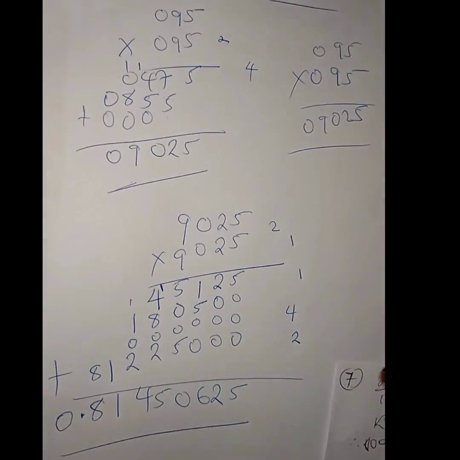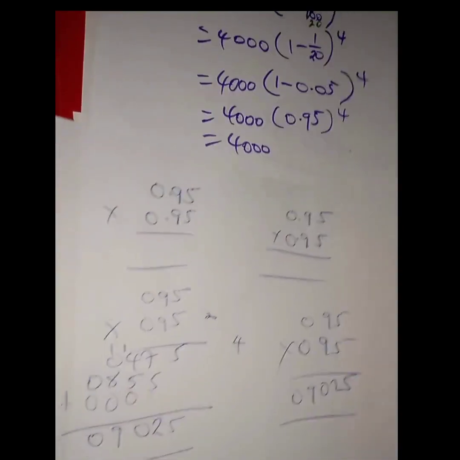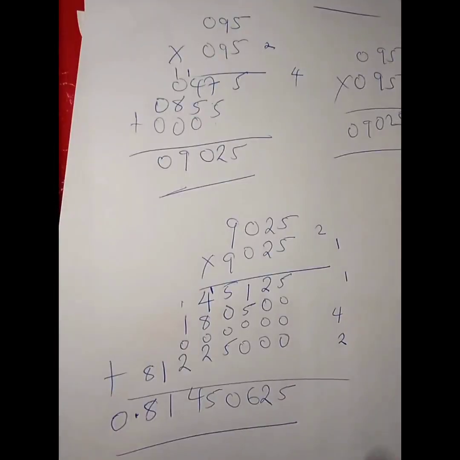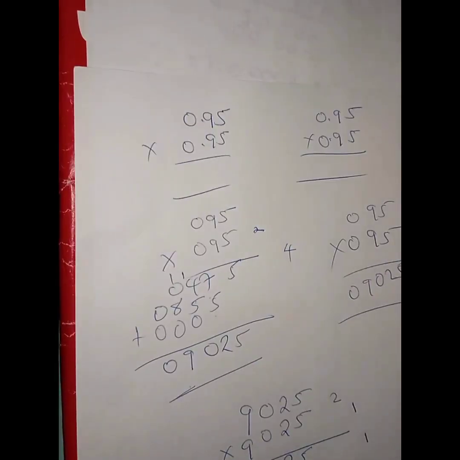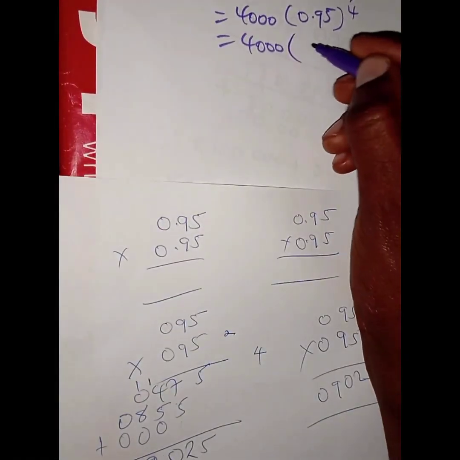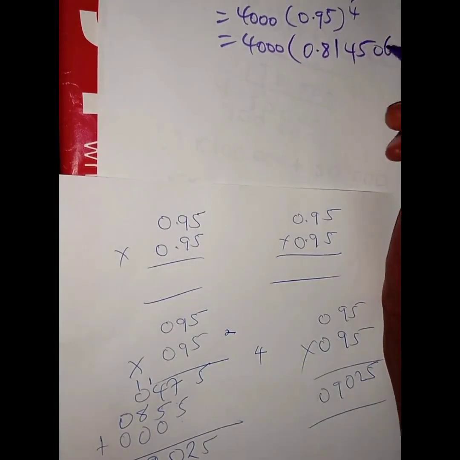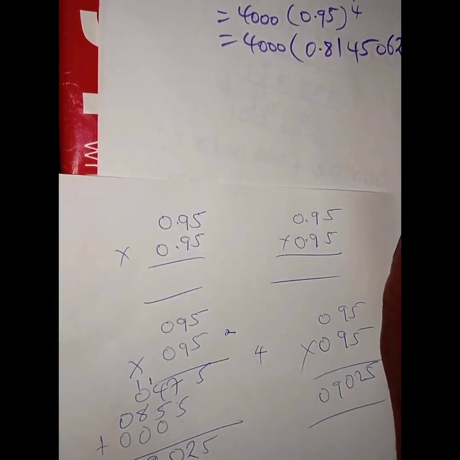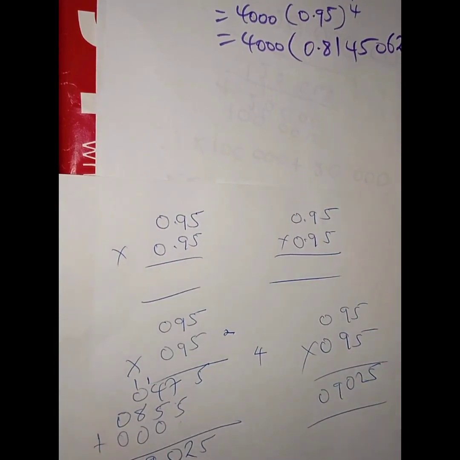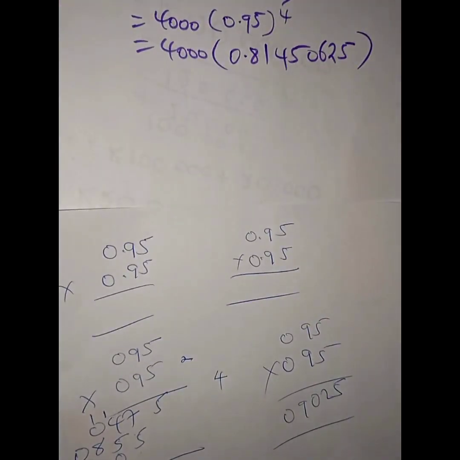So what does it mean? It means 0.95 to the power 4 is equivalent to 0.81450625. Let us write it down. So this one, it means 0.81450625, like this. Like that, you see that?